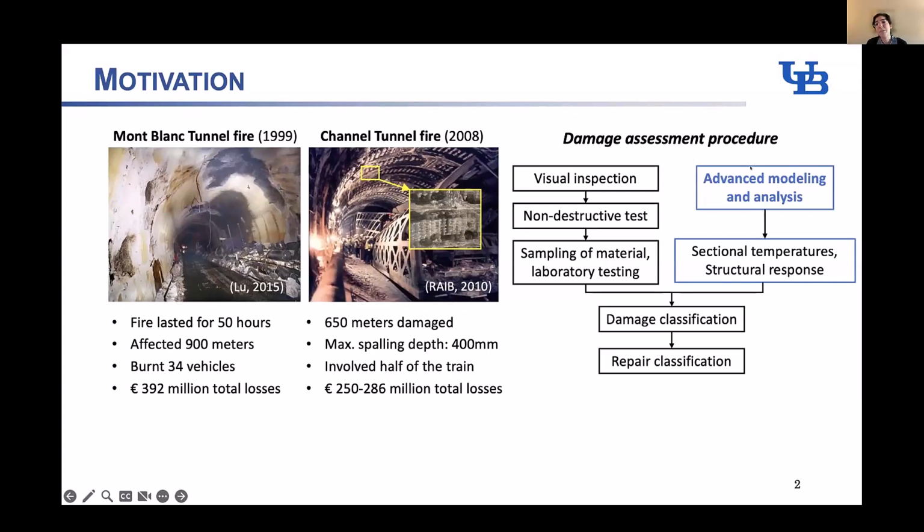Now, what we want to show as part of this project is that this flow chart can be updated, and advanced modeling and analysis can be inserted into the process. If we can recreate the fire scenario, we can analyze what happened in the structure, what kind of deflections and stresses developed within the structure, get the temperature and structural response, and with all the other things they've done with visual inspection and non-destructive testing, get to the damage, and then decide on repair. As a side note, this process with advanced modeling can also be used for design.